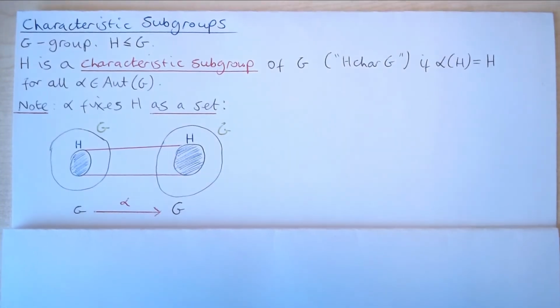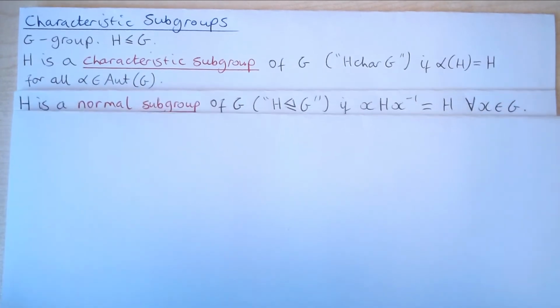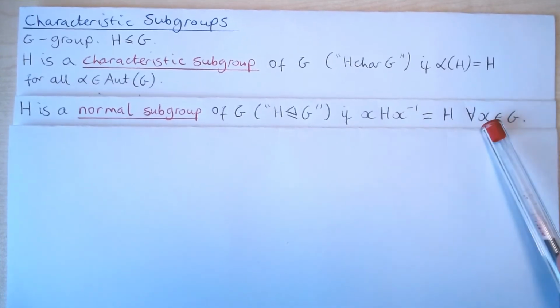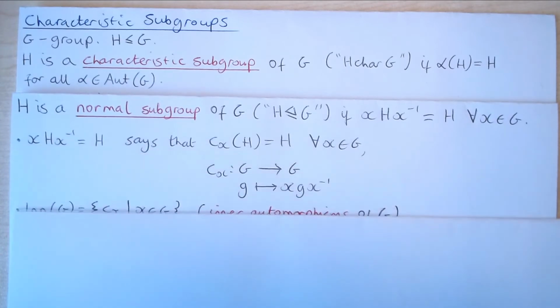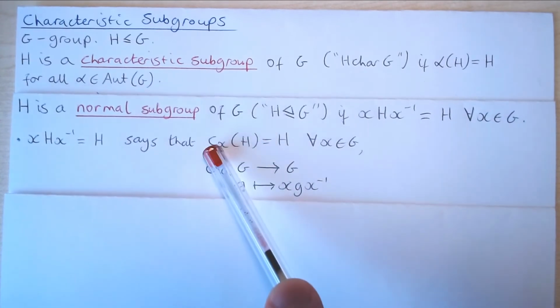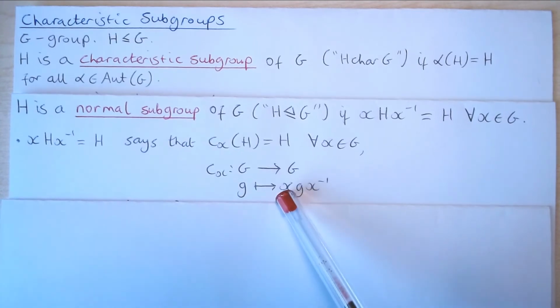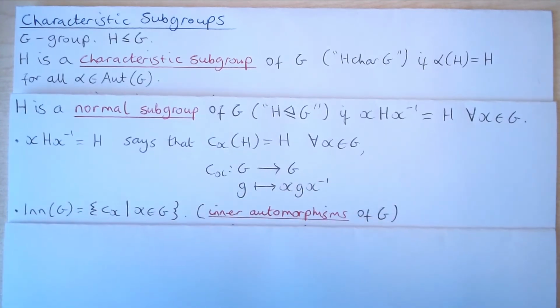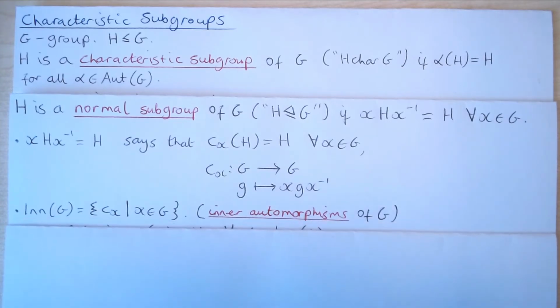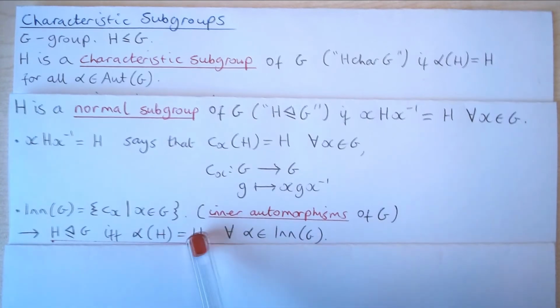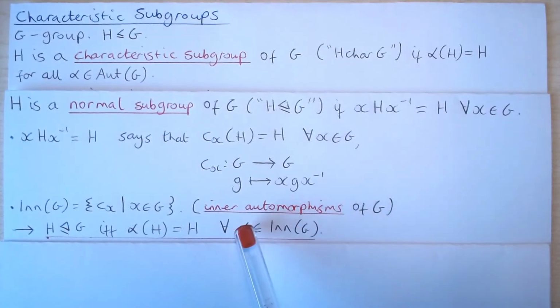How does this compare with the definition of a normal subgroup? H is a normal subgroup of G if xHx inverse equals H for all elements x of G. This is equivalent to saying that H is fixed under all of the conjugation maps c_x of G. These are the maps that send elements g to their conjugate, xgx inverse. In a previous video, we showed that the collection of all these maps forms a normal subgroup of the automorphism group of G. We call these the inner automorphisms of G. And then we note that H is normal in G if and only if alpha of H equals H for all inner automorphisms alpha of G.